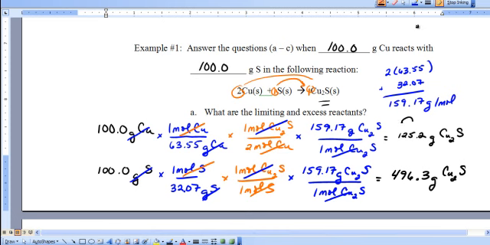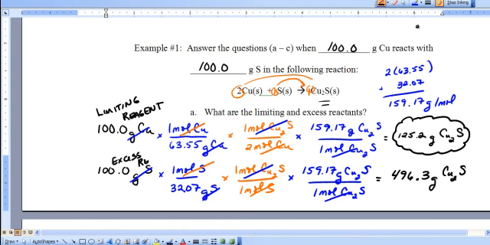So this is the amount of product that you would expect to form. Why? Because at that point the copper runs out. It is the limiting reactant or reagent. That means that the sulfur is in excess. We're going to have leftover sulfur. So the first question simply asks, what are the limiting and excess reactants? Well, there you go. Copper is limiting, sulfur is in excess.